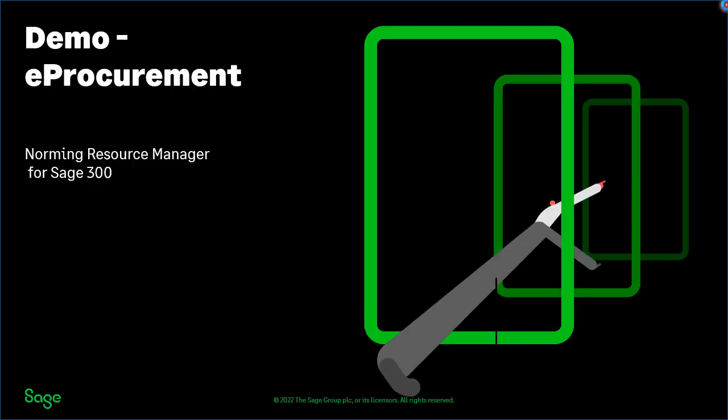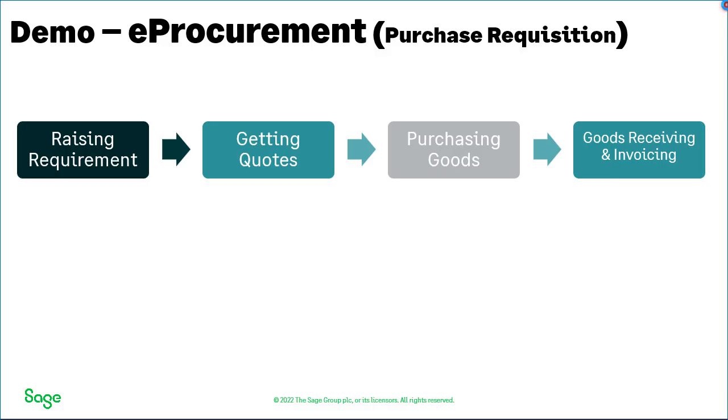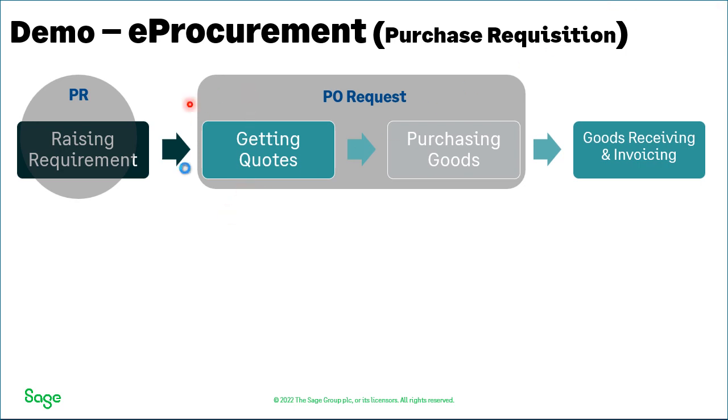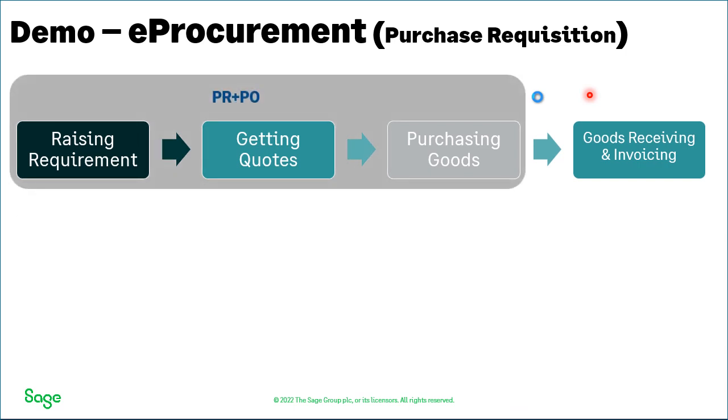Next I will have a quick demo on one function of the NRM solution, e-procurement. When we're talking about e-procurement, it actually covers 3 processes. The first process is PR, purchase requirement. The second process is getting quotes. Then after a particular quote is selected, you will place an order to the vendor. We call these last 2 processes PO request. You can have separate approval workflows for the PR and PO processes, but some companies just combine these 2 processes into one, PR plus PO. So for this demo, to simplify the situation, I combine these 2 workflows into one workflow.